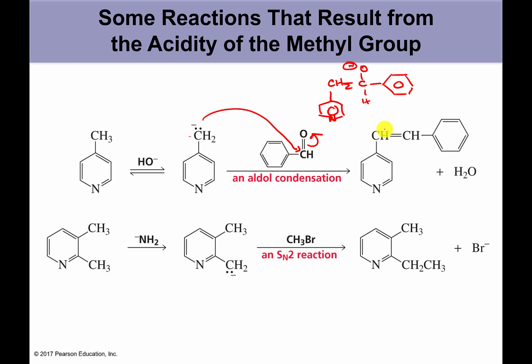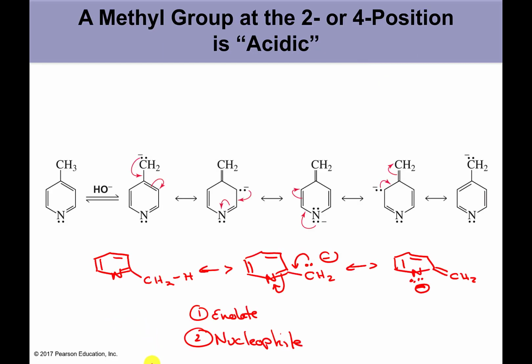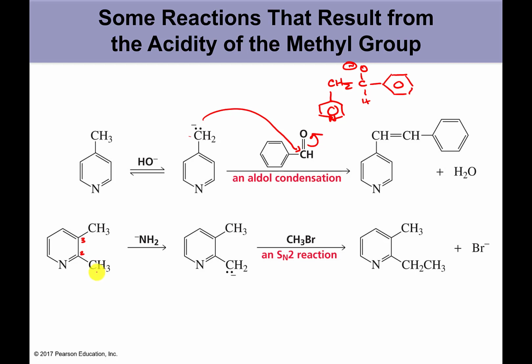Here's another interesting example. You have 2 methyl groups in this case. Again, this is in the 3 position. This is in the 2 position. The methyl group in the 2 position is the more stable enolate in essence. It's the more stable or the more acidic hydrogen. Contains the more acidic hydrogens. So once you deprotonate it, then you can bring in an electrophile like an alkyl halide, methyl bromide for example, and you can alkylate this position relatively easily if there's a nitrogen in the ring.